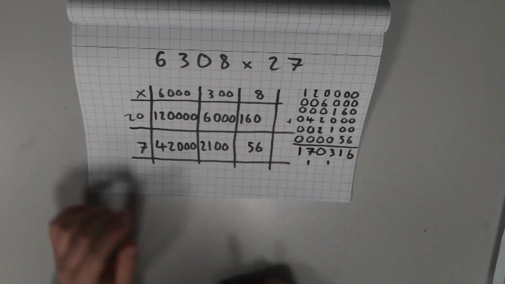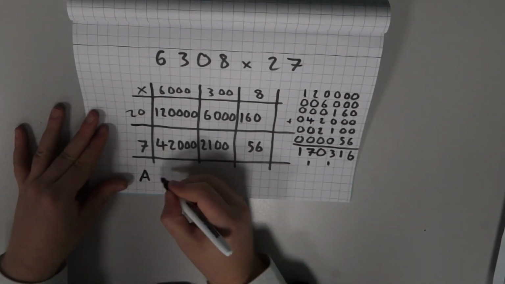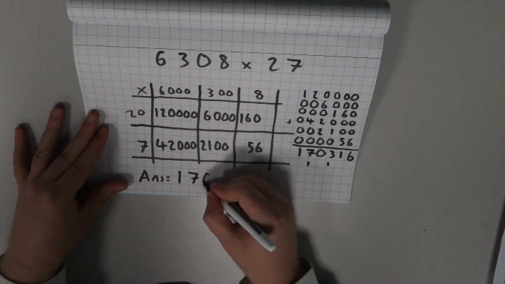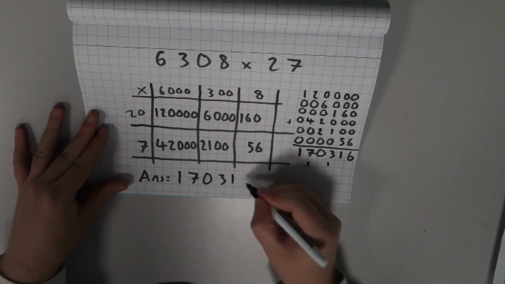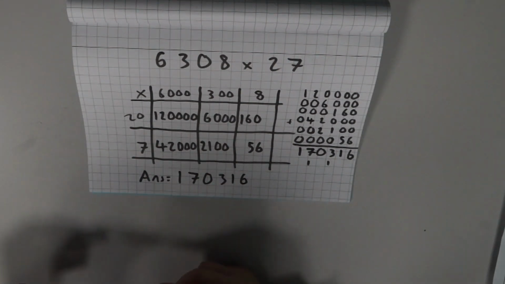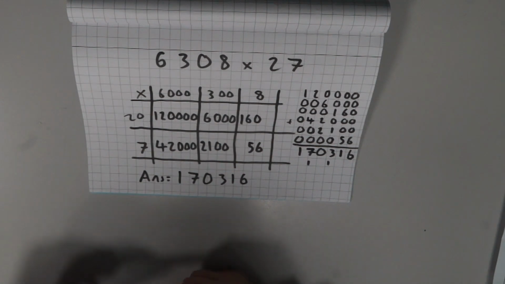So my final answer for this is 170,316. Okay, so that's the SWB way of multiplying integers. Make sure we're using the grid method.